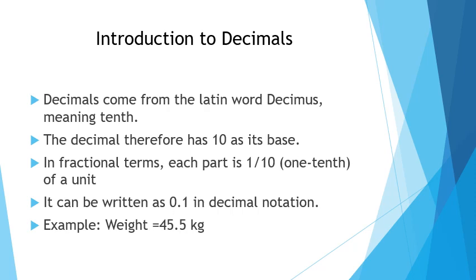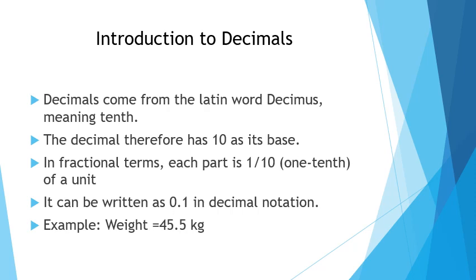Decimals come from the Latin word decimus, which means 1/10. That means the decimal has 10 as its base. Anything upon 10 is referred to as a decimal. It is represented by a point, and in fractional terms, each part is 1/10 of a unit, or it can be written as 0.1 in decimal notation.